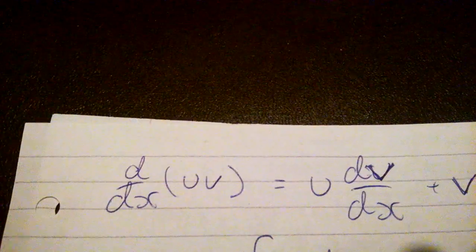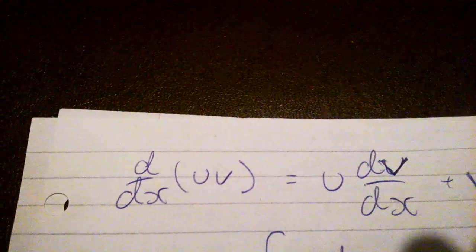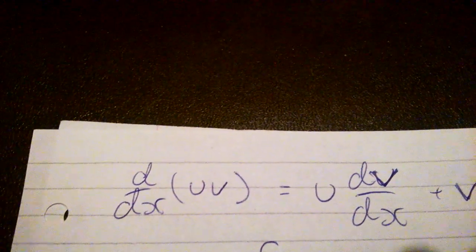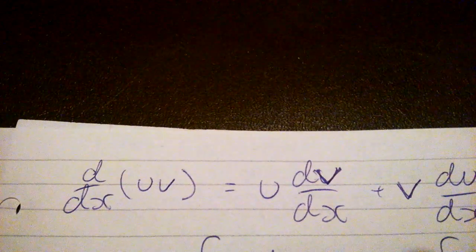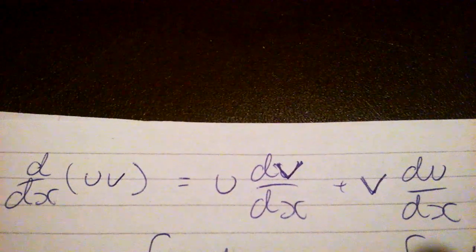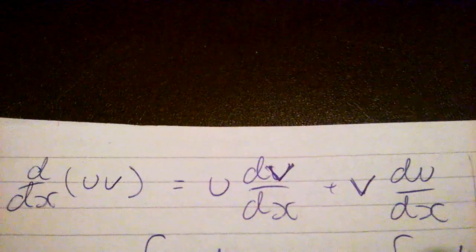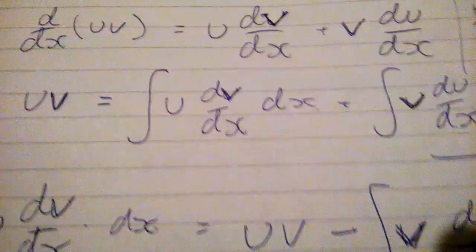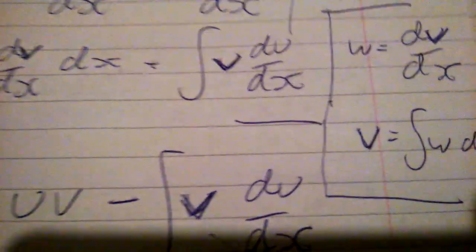If you multiply them together and get the derivative of the whole thing, we know that the derivative of uv is u times the derivative of v with respect to x plus v times the derivative of du over dx.